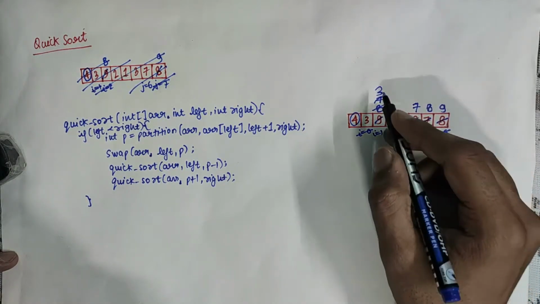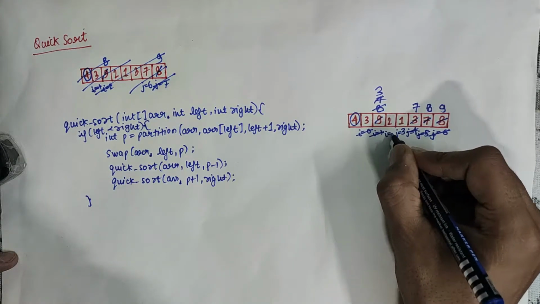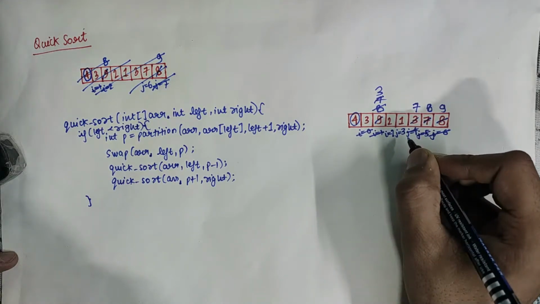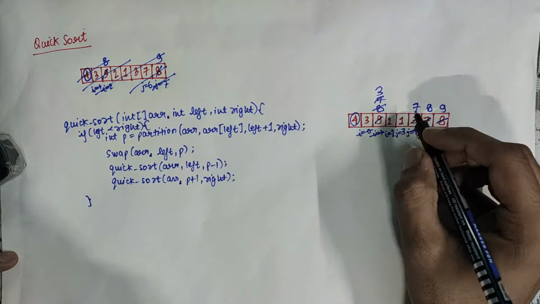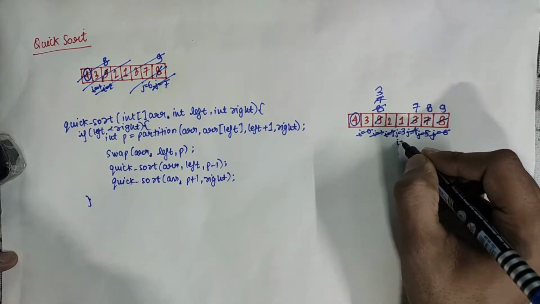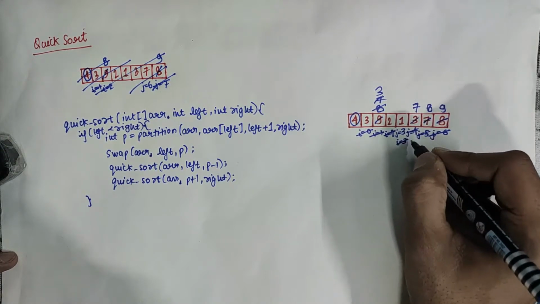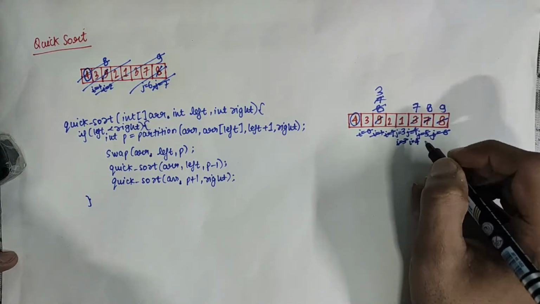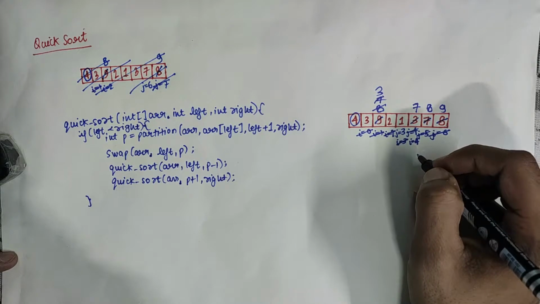Again 3 is less than 4, so now i will increase. Again 2 is less than 4, so i will increase. And again 1 is less than 4, so i will increase. And then it will return the value of j.